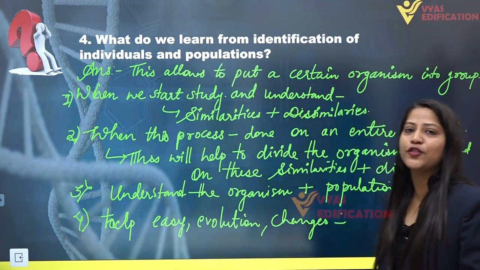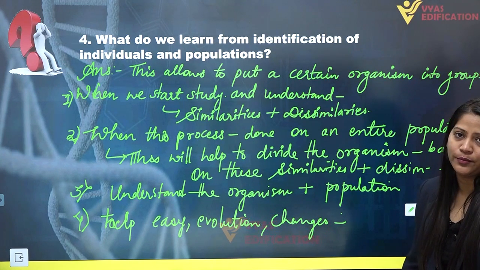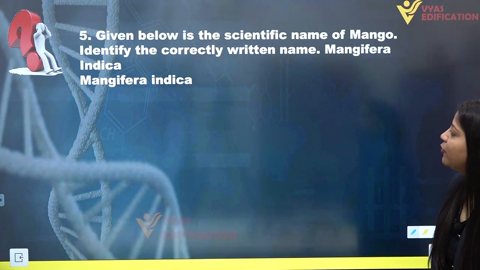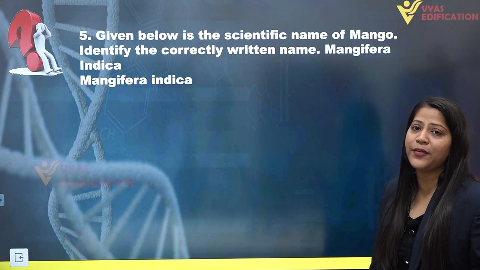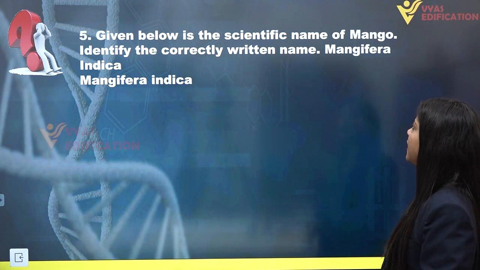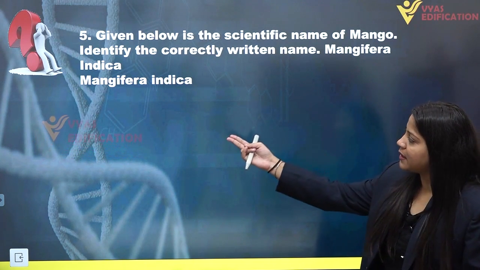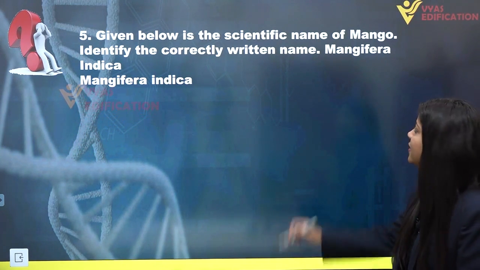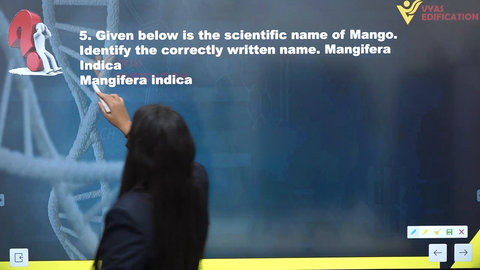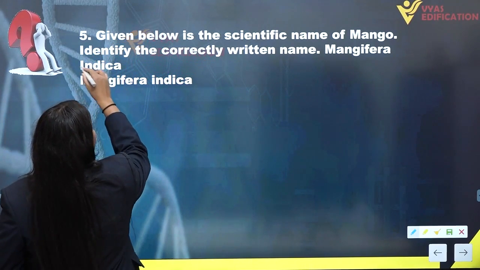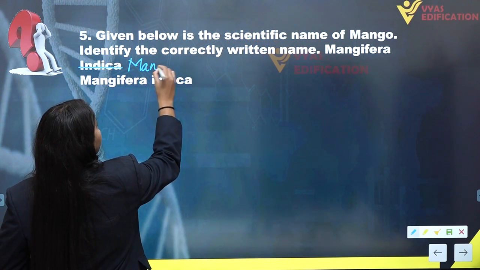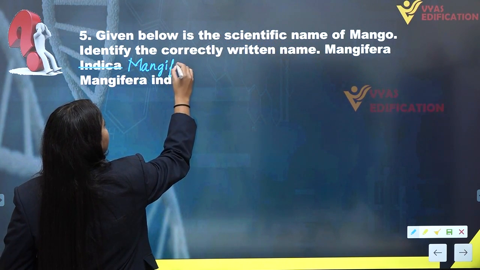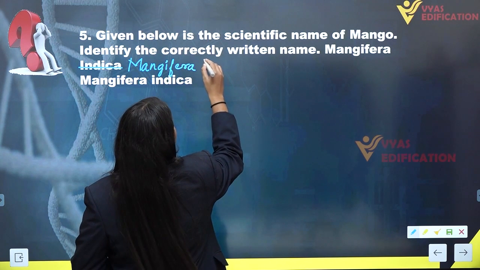So this is the complete solution of question number 4. Now here we have question number 5. Given below is the scientific name of mango. Identify the correctly written name, which is Mangifera indica. This should be written here, Mangifera indica. Alright, I'm writing it again, Mangifera indica.